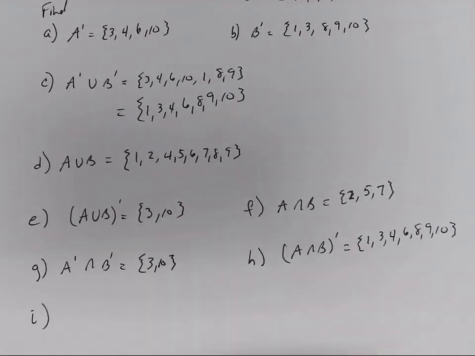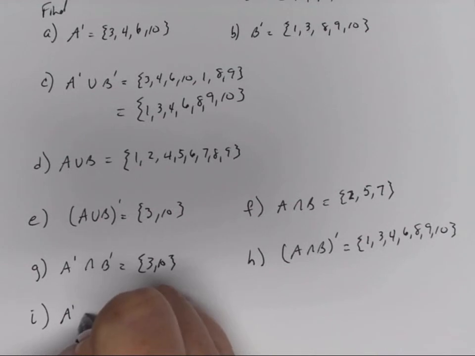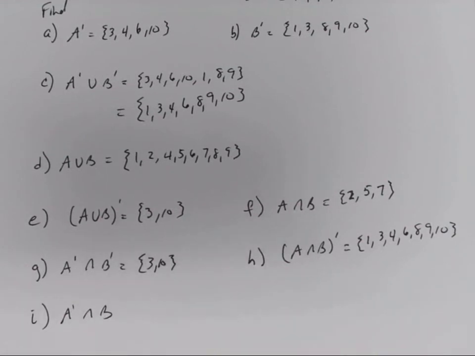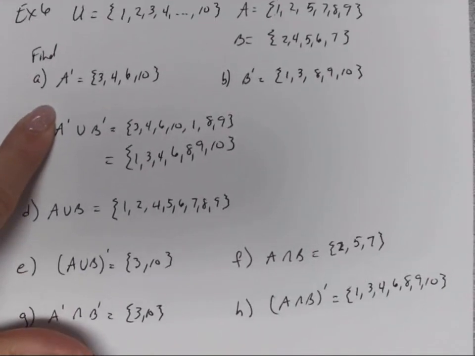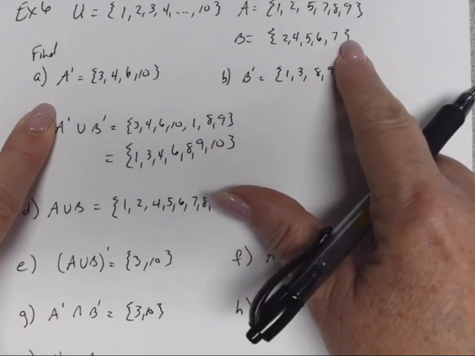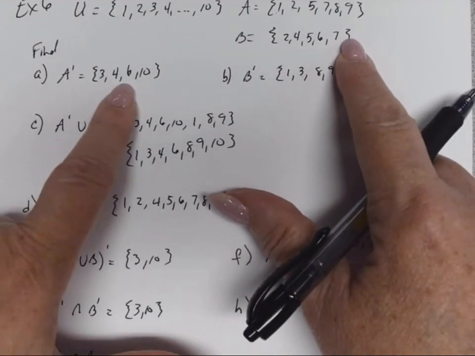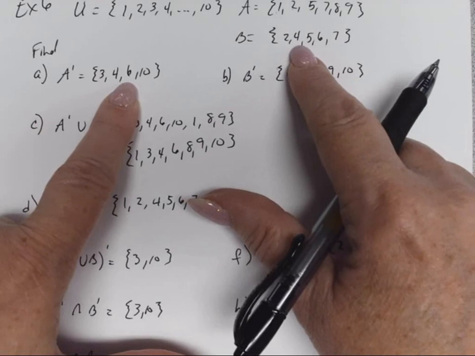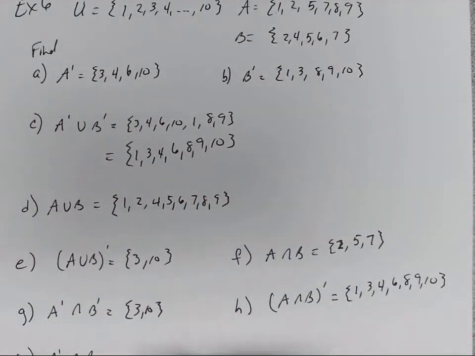And then for part I, I want to find A complement intersected with B. Well, that's taking my A complement and intersecting it with set B. So what do they have in common? Well, I can see they both have a 4 and they both have a 6.